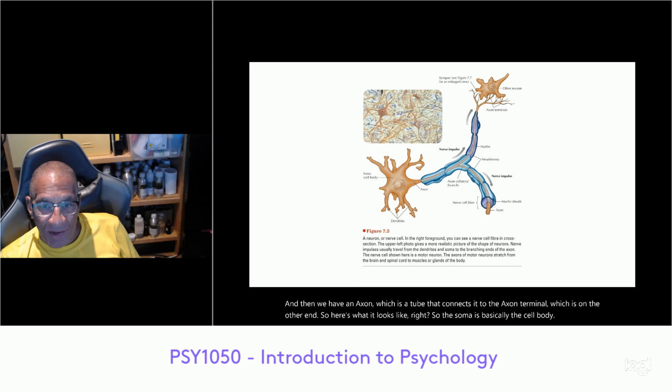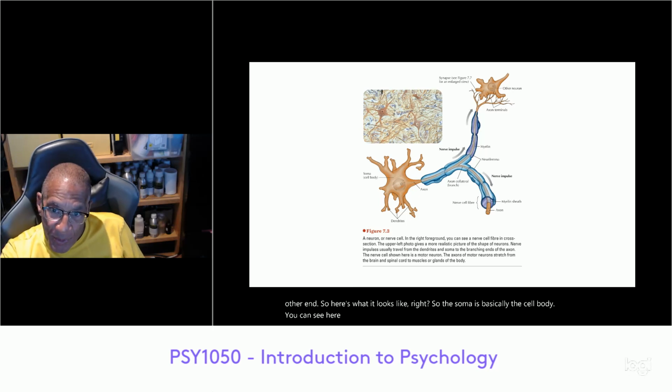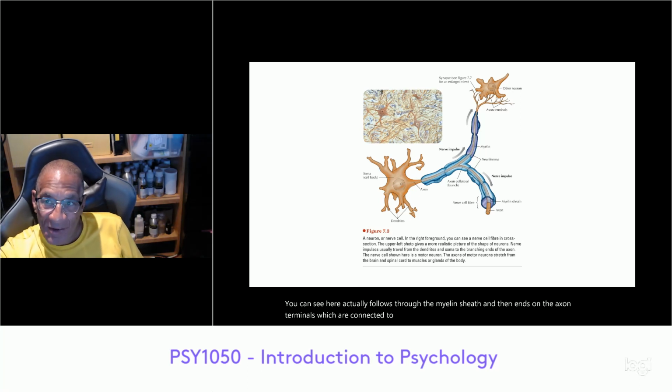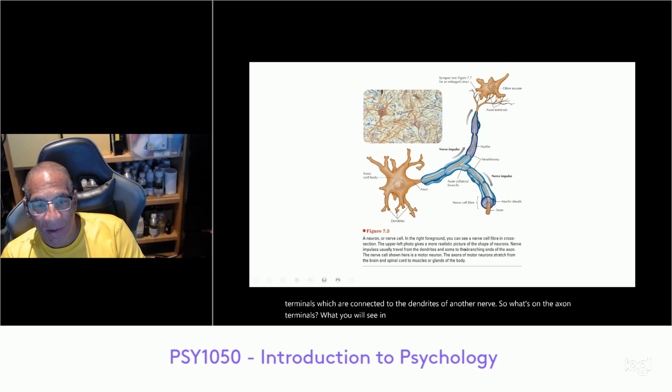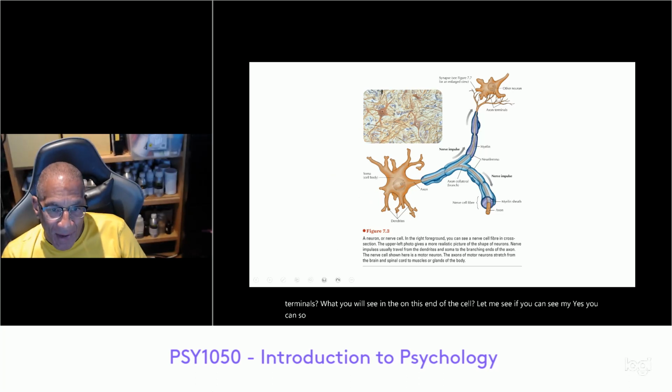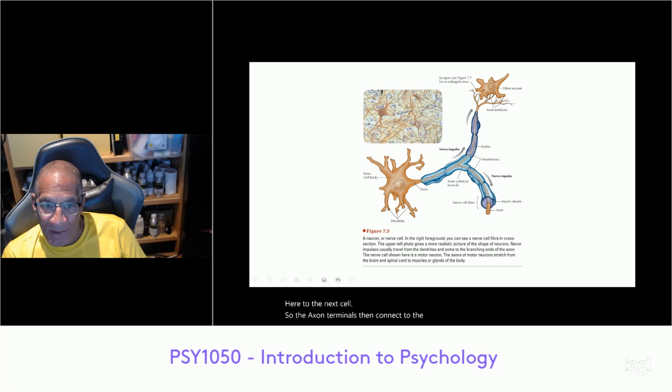The axon, you can see here, actually follows through the myelin sheath and then ends on the axon terminals, which are connected to the dendrites of another nerve. So what you can see on this end here, that is what's connecting here to the next cell. So the axon terminals then connect to the dendrites on the next cell. Okay?